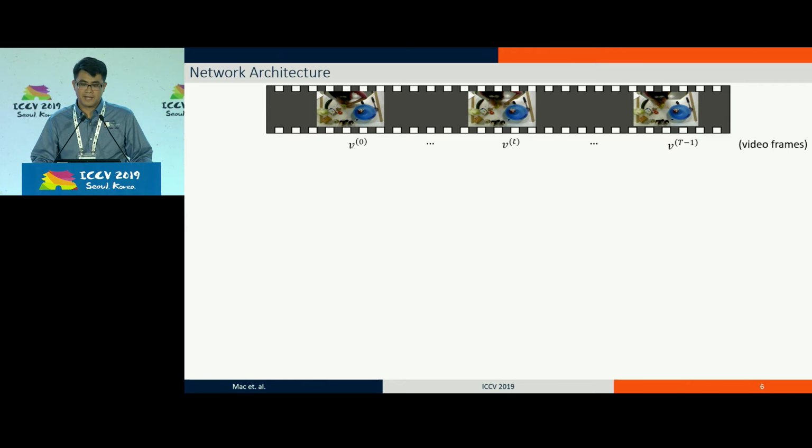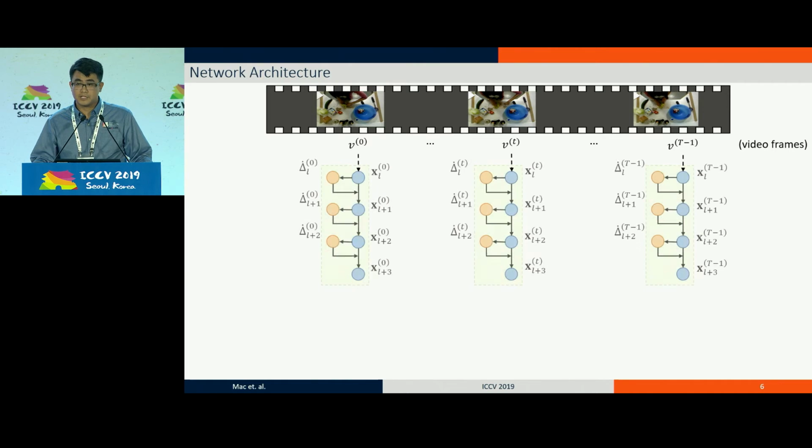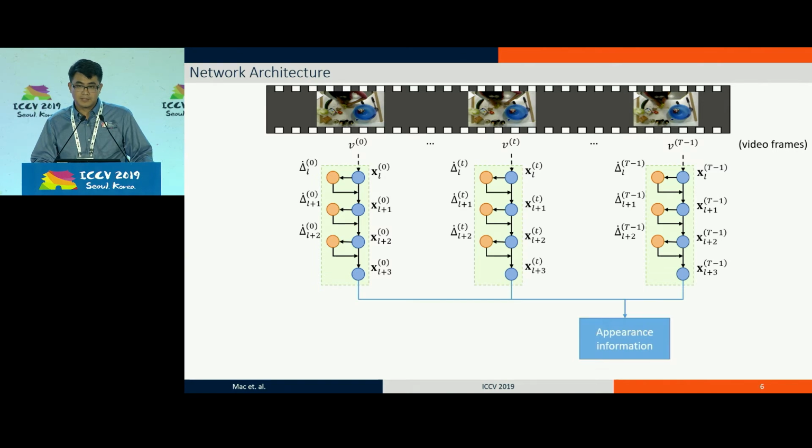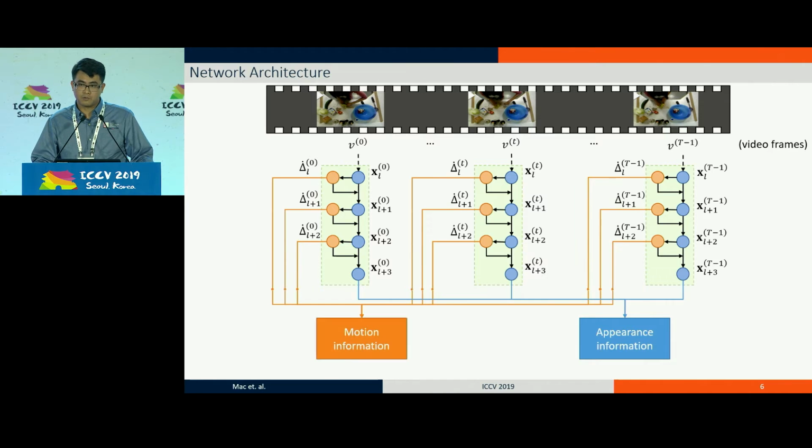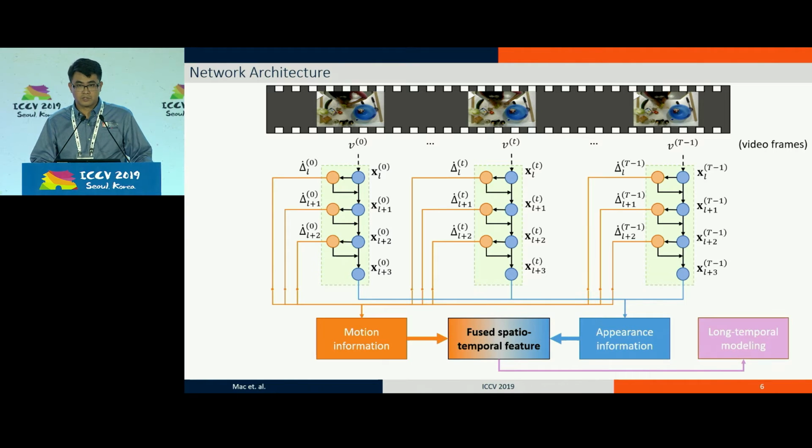Now, putting everything together, we're given a short video snippet where the frames are VT. Each frame is fed into our network. The weights are shared for all frames. We use the outputs of the last layers for appearance information, while motion information is coming from multiple layers. They are then combined in the fusion motions to produce the spatial-temporal features. Such features will be used in the long-temporal model.